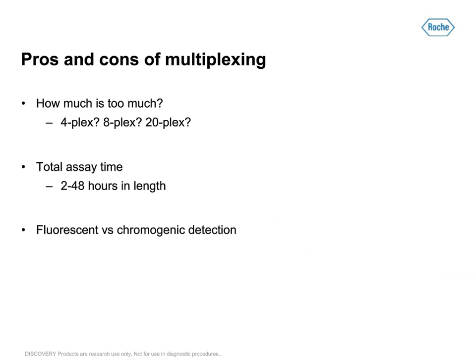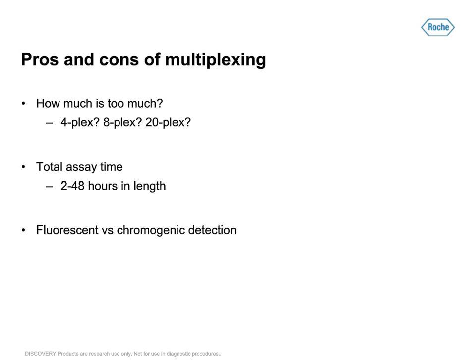But multiplexing does come with its pros and cons. At some point, how much is too much? At some point, you're going to put so much color on the slide that it's going to become very difficult to interpret. And at what number does that happen? Is it with 4 colors per slide? Is it 8? Really, that's up to the user to define for themselves. But at some point, you will require some sort of digital analysis to help you interpret the results which you achieve with your multiplexing.